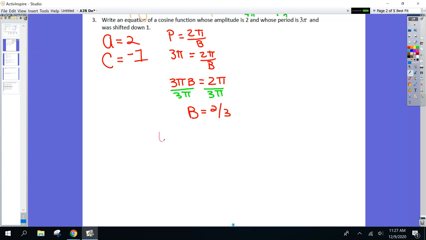All right. Y equals, here we go. What's my A value? 2. 2. Was this a sine or a cosine? Cosine. Good job. Cosine. What am I putting in my parentheses here? 2/3 x. Got it. And then at the end? -1. Great job. Great job.